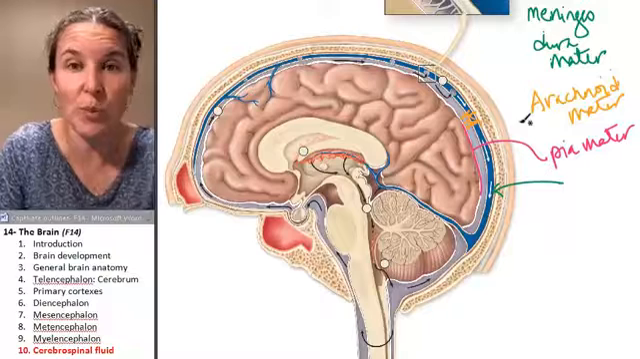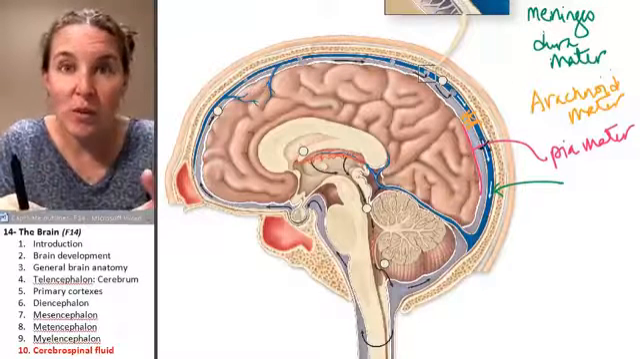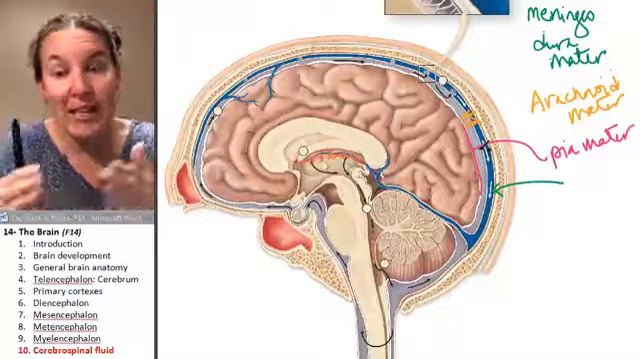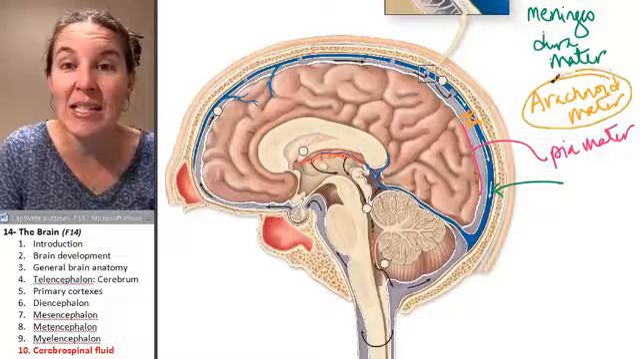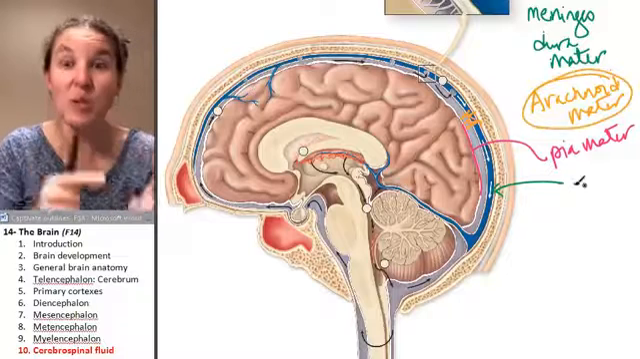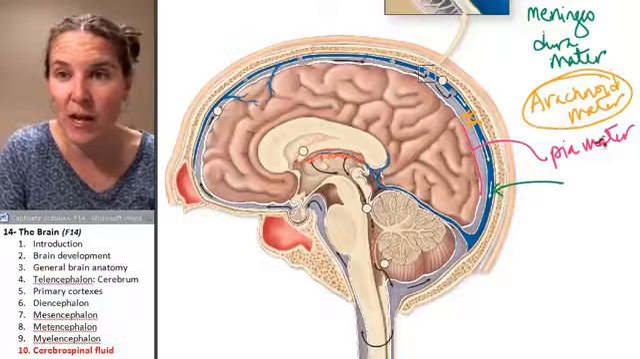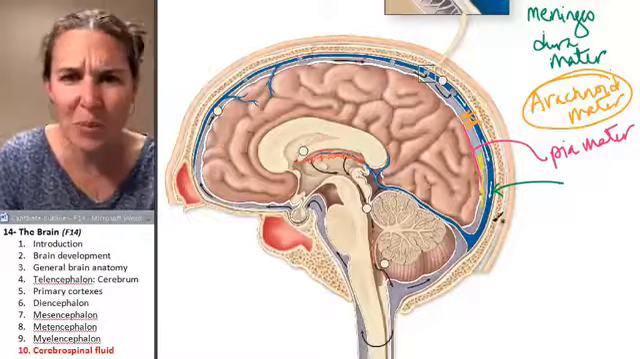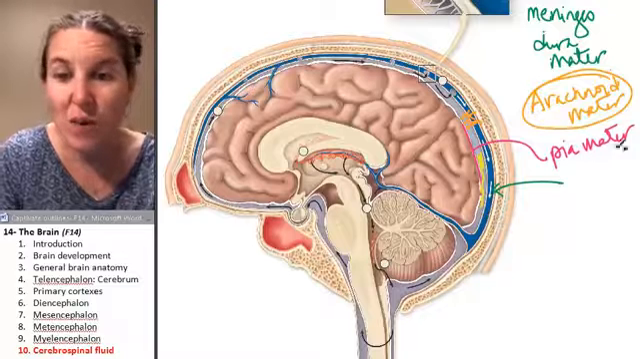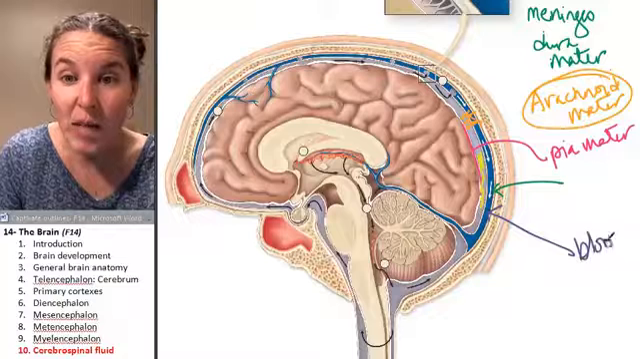Now, here's the scoop, my friends. Your cerebrospinal fluid actually drains into the subarachnoid space. So it drains into the space between the pia mater and the arachnoid mater. And that's what you're seeing right here. Cerebrospinal fluid is this light blue stuff. But what's the dark blue stuff? You know what that is? Holy bloody hell. It's blood.